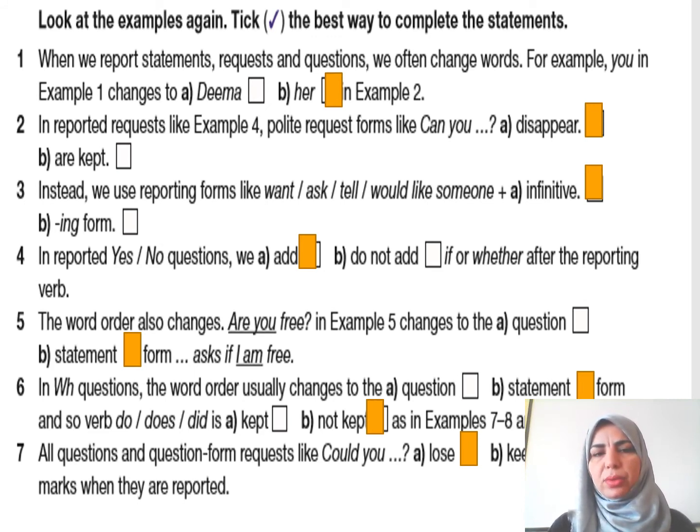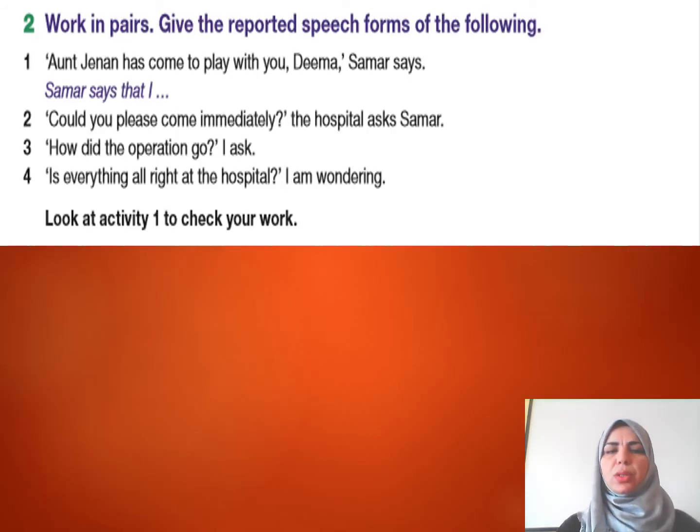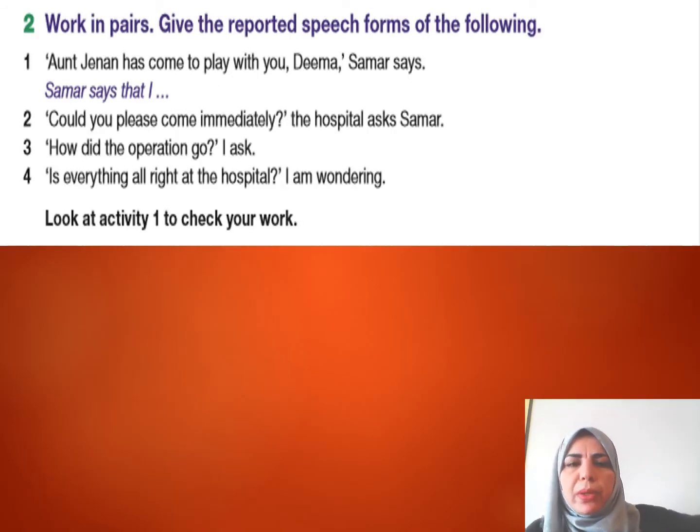Now I will give you 2 minutes in order to check your answers and correct them. Okay, my lovely students, let's go to activity 2. Work in pairs. Give the reported speech forms of the following. Now we have 4 sentences. You try to change them to reported speech. Start please. You have 2 minutes.